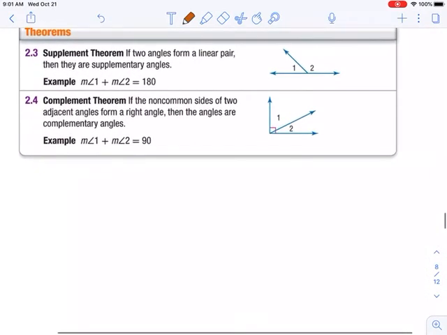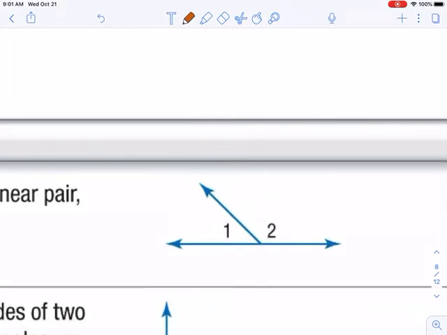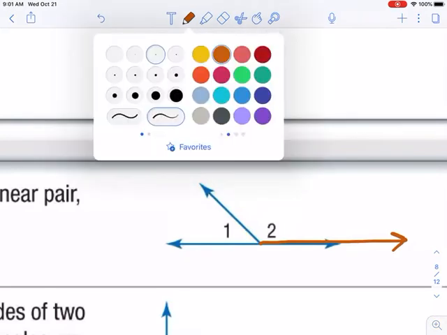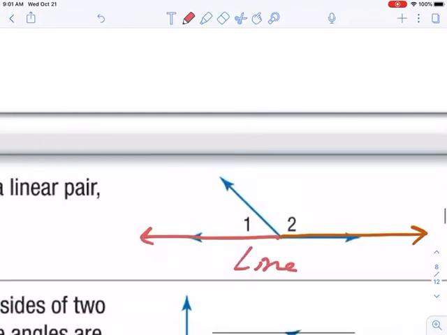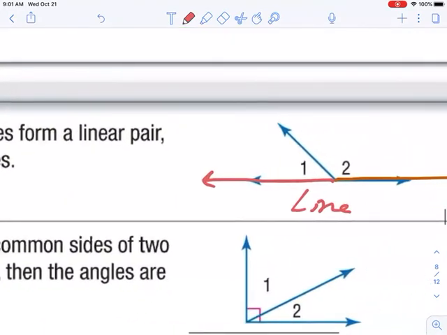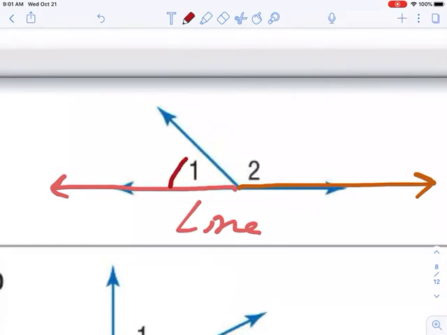Supplement theorem. If two angles form a linear pair, then they are supplementary. Okay, this is a linear pair, the classic linear pair setup. We have two angles. Their non-common sides, which is this one and this one, form a line. And it also says they're supplementary because we know through past experience that a line has 180 degrees.